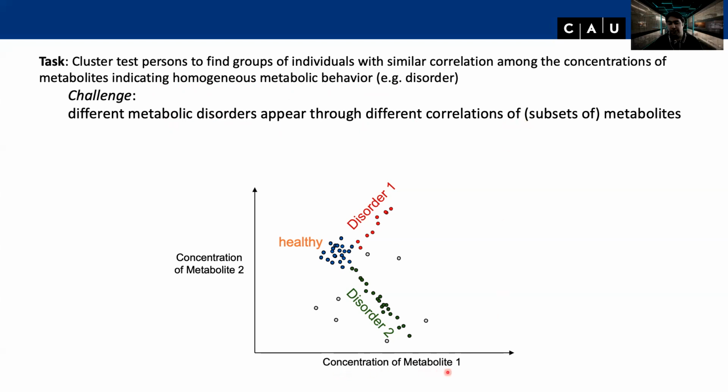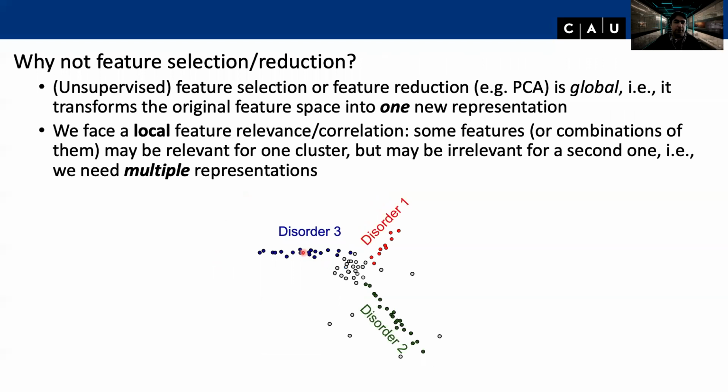So for instance, we have here the concentration of a metabolite 1, and here on this vertical axis, the concentration of a metabolite 2. And what we observe is that there is one subset here where the group of persons exhibit one disorder, and another subset here where they exhibit a second disorder. And we have here this group of healthy people. And we can also have a third one.